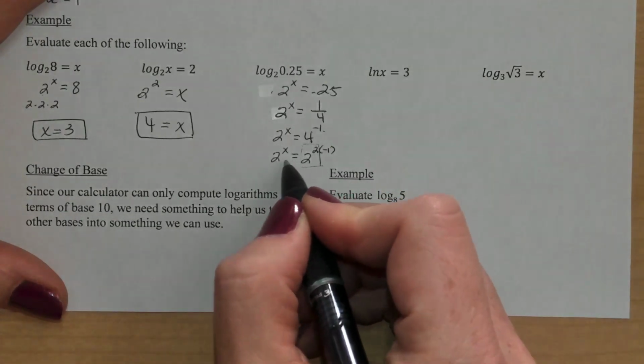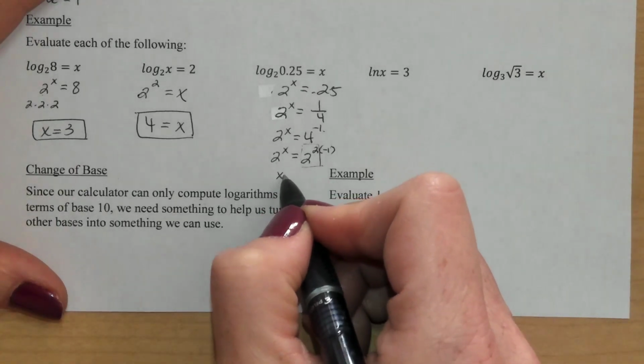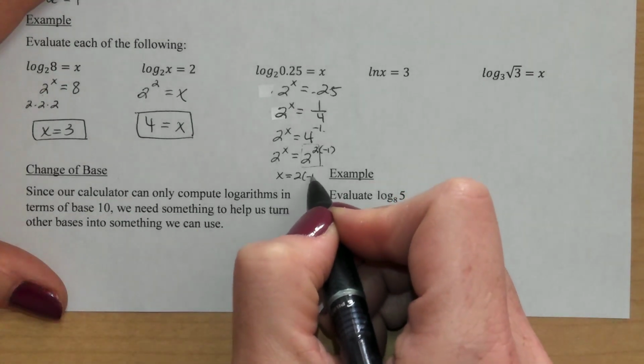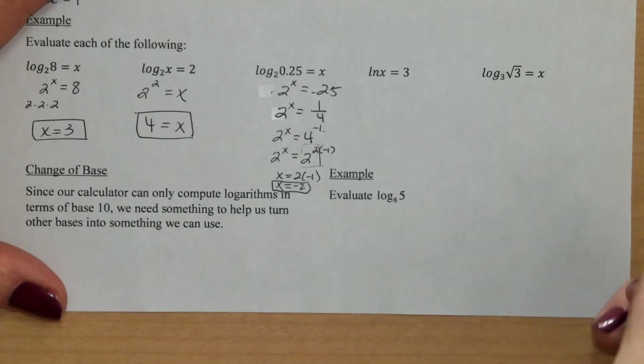And anytime I can get the bases to match, when those are the same, it means that your exponents have to be the same. So x has to equal 2 times negative 1, or x is just negative 2. Sorry, squeeze that in there.